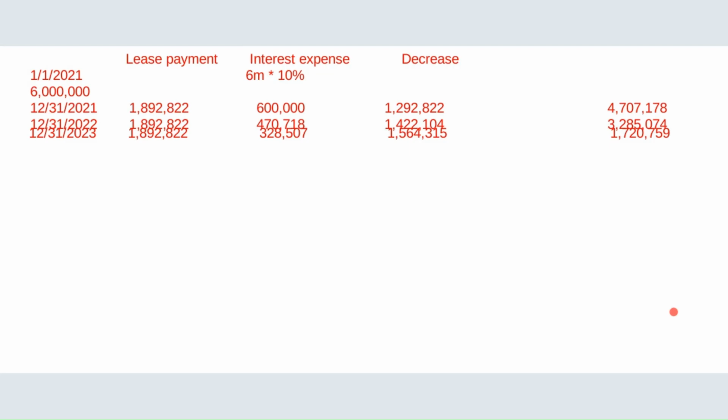So we're going to have December 31st, 2021. And what are we going to debit and what are we going to credit? On December 31st, 2021, in relationship to the lease payment, what do we debit and what do we credit?